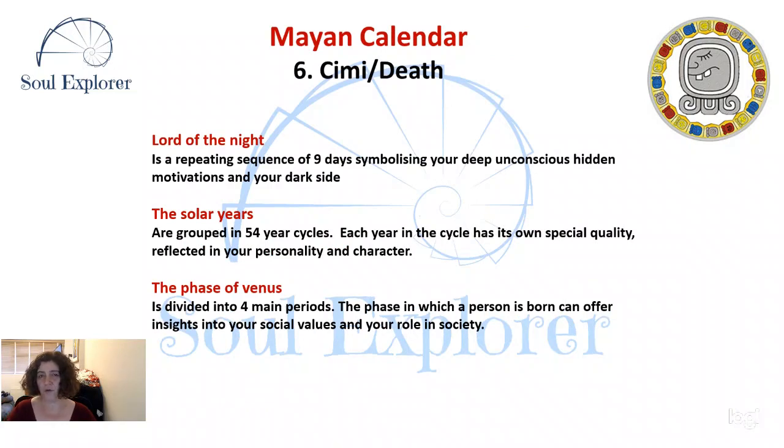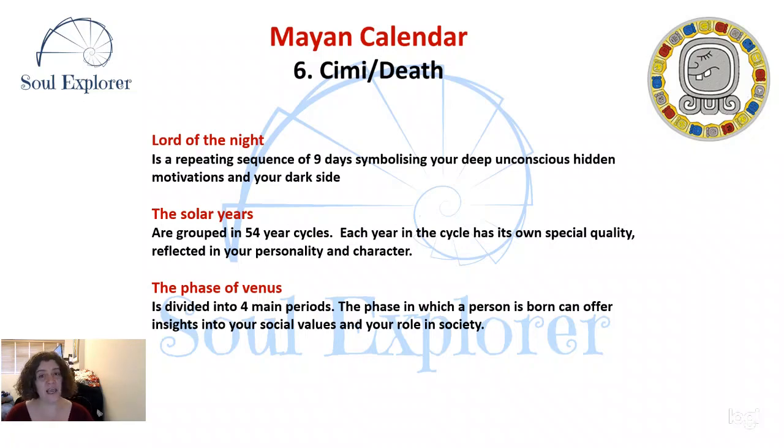Also relevant, and I always mention it because I am going to do future videos on the Lord of the Night especially. The Lord of the Night is also related to your birth, and it's a sequence of 9 days, again cyclical, symbolizing your deep, unconscious, hidden motivations or your dark side. Okay, so my Lord of the Night is G4, but I will talk a lot more about the Lords of the Night after I've done my 20-day day sign series.